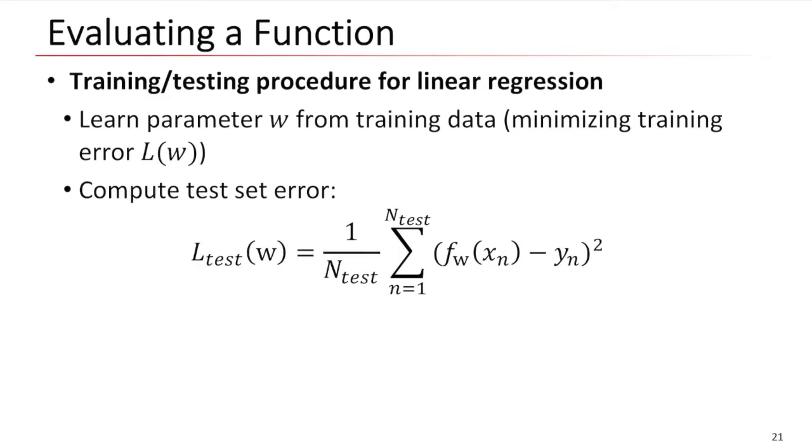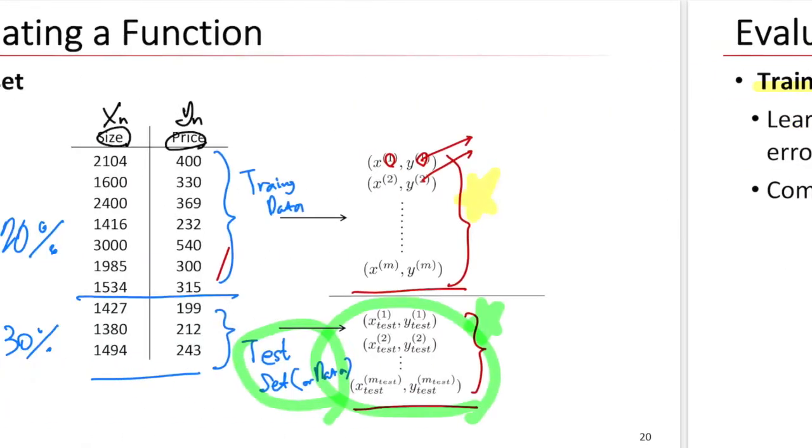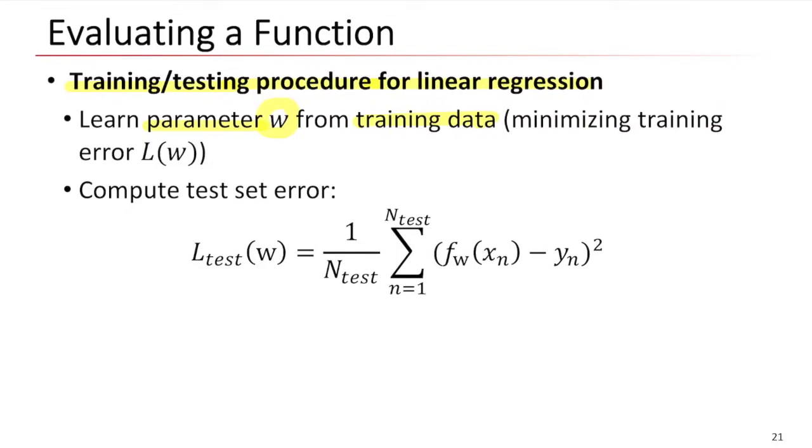Here is a formal definition. Let's see the linear regression problem first. Training and testing procedure for the linear regression problem. First of all, in the training phase, train the machine learning algorithm with the parameter W using only the training data. In other words, just minimize the training error on the training data set.